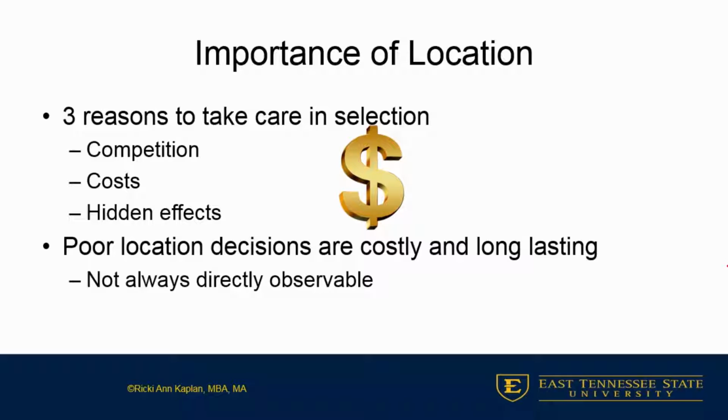And some hidden effects. It's costly, very costly to build and to renovate. So you want to make those decisions based on what the cost is, what's nearby, how close are you to your market, to your customers. We're going to take a look at all of these type of things, how close to raw materials. These are part of our hidden effects. Poor location decisions are costly and long-lasting and not always directly observable.